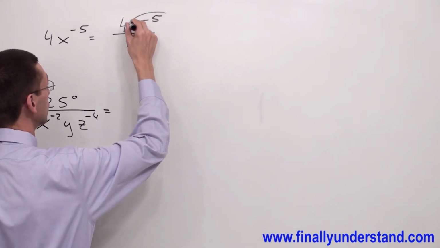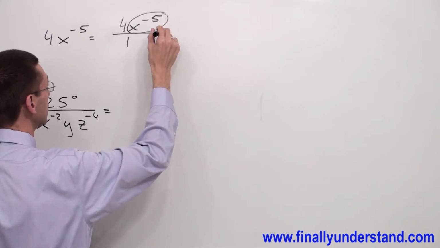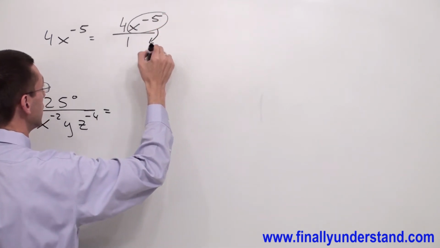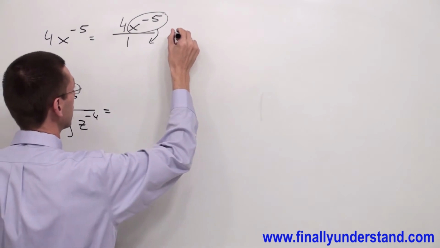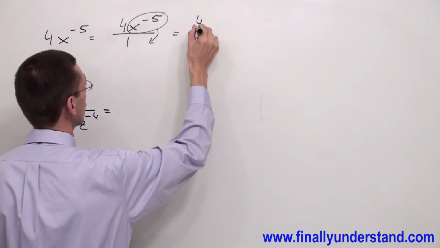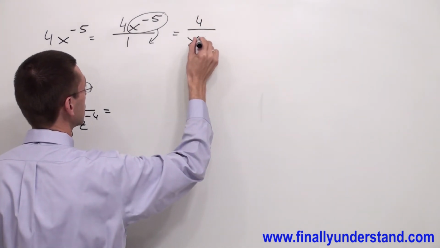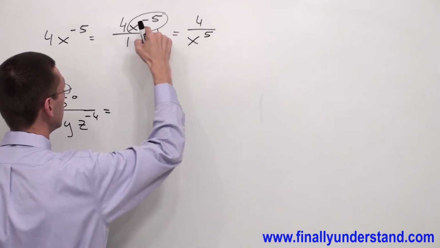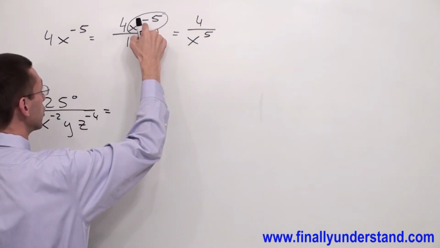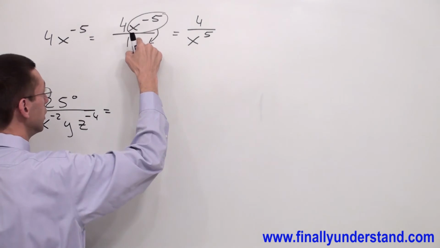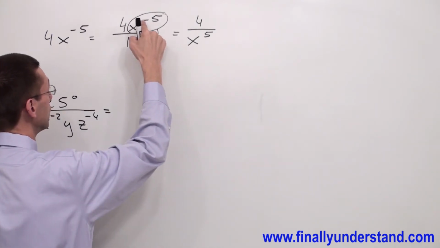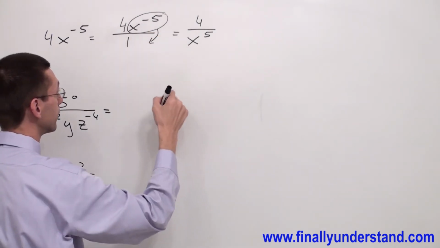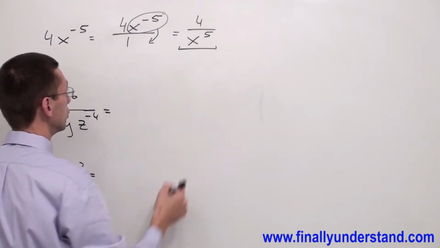So take a look what I'm going to do right now. I'm going to take this x to negative 5th power and bring this to the denominator. I'm going to have 4 over x to the 5th. Remember, anytime we move negative exponent from the numerator to the denominator, automatically the sign is going to change from negative to positive. So this is the solution to my problem.